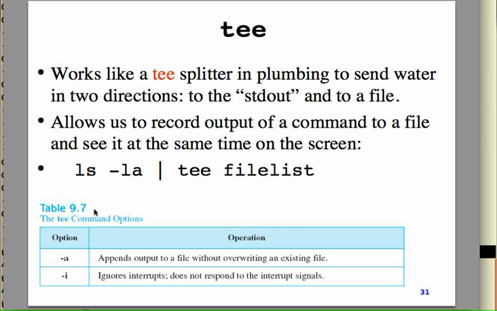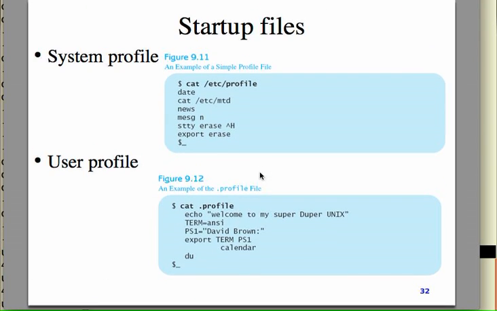Okay, so there's a number of options for tee. You can say tee and a file name, or you can specify a number of options. -a will append rather than overriding the output file, in this case, file list.